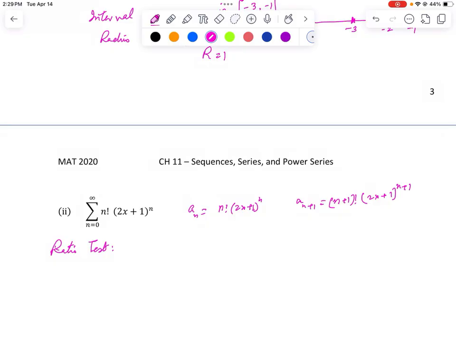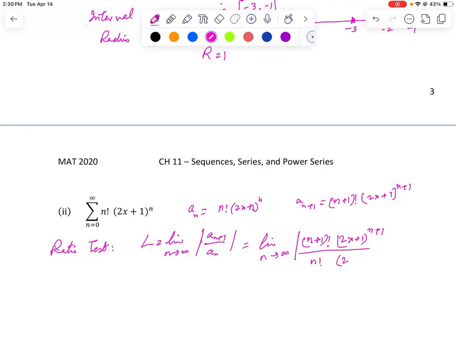So I say L equals the limit as n goes to infinity of the absolute value of a_(n+1) over a_n, which is equal to the limit as n goes to infinity of the absolute value of (n plus 1) factorial times (2x plus 1) raised to n plus 1, all divided by n factorial times (2x plus 1) raised to the power n.